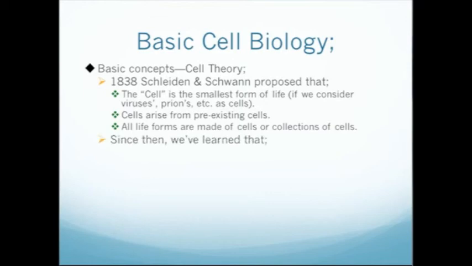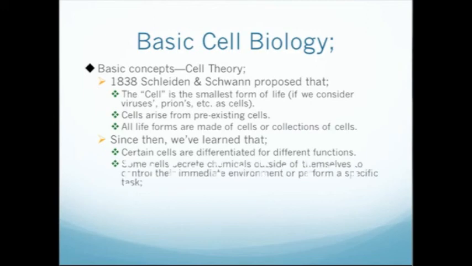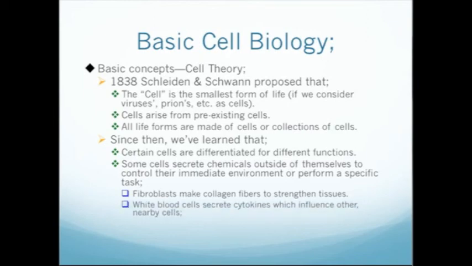Since then, we've learned that certain cells are differentiated for different functions. Some cells secrete chemicals outside of themselves to control their immediate environment or perform specific tasks. Fibroblasts, for instance, make collagen fibers which strengthen tissues. White blood cells secrete cytokines which influence other nearby cells, recruiting more white blood cells to the site of the infection, etc.